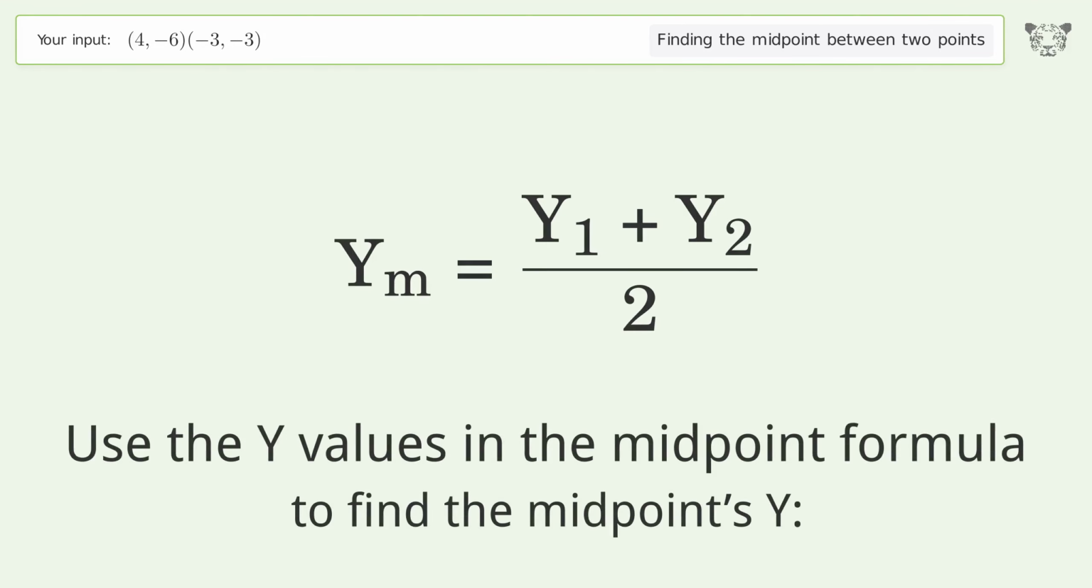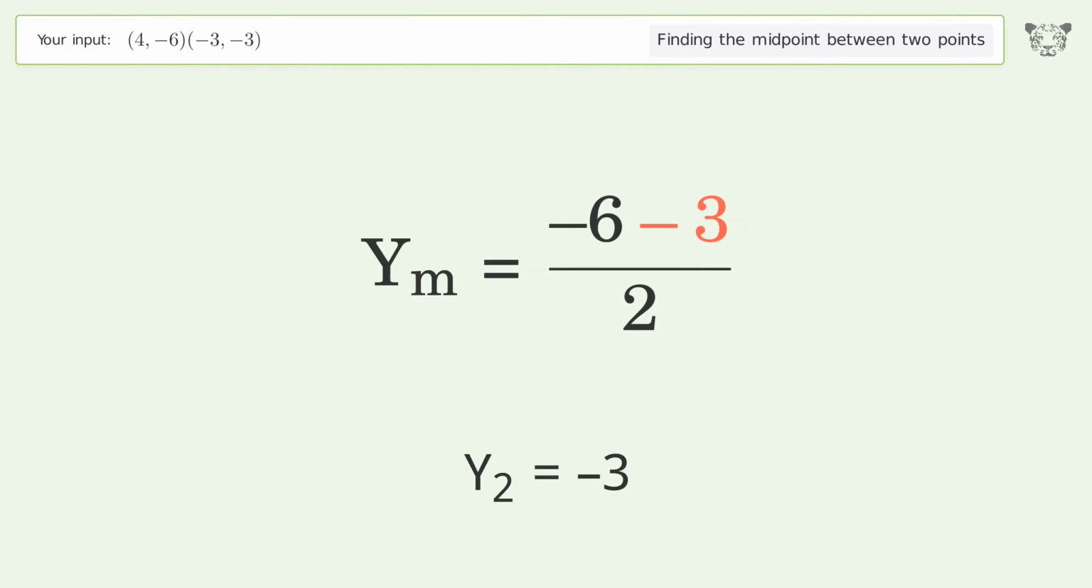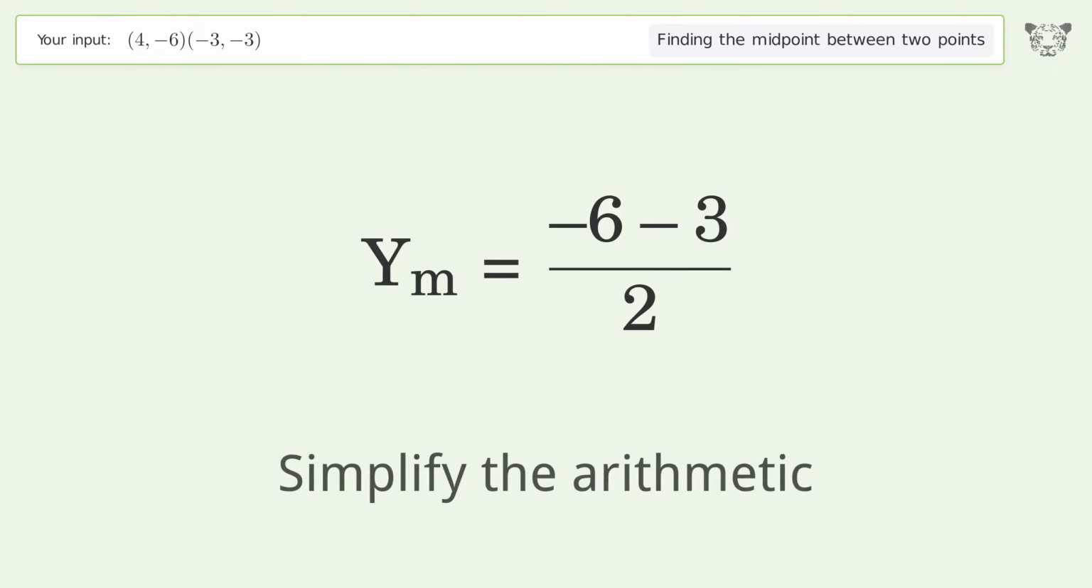Use the y values in the midpoint formula to find the midpoint's y. y1 equals negative 6. y2 equals negative 3. Simplify the arithmetic.